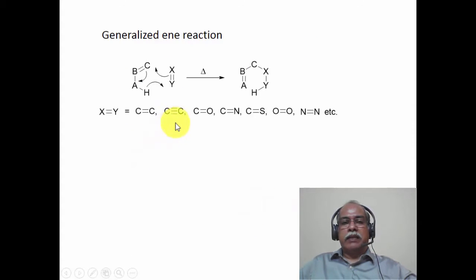The generalized ene reaction, of course, would be the one which is shown here, where you have an allylic type of hydrogen available in a molecule, and typically this will be an alkene type of molecule, whereas the enophile can be either an alkene, an alkyne, a carbonyl compound, an imine, or a thiocarbonyl compound. Even singlet oxygen can behave like an enophile. We'll see some examples of such reaction. And finally, azo compounds can act also as an enophile, resulting in the formation of hydrazine kind of product.